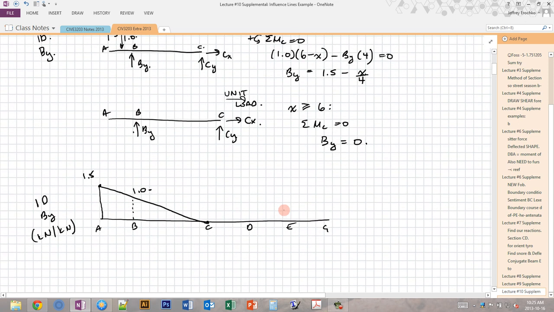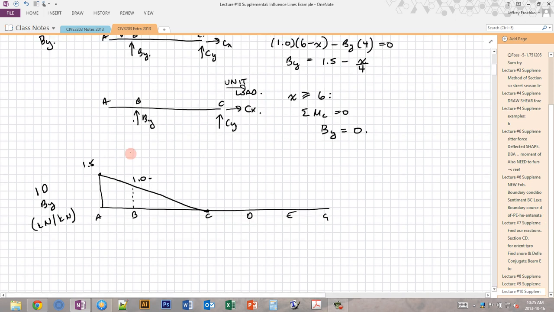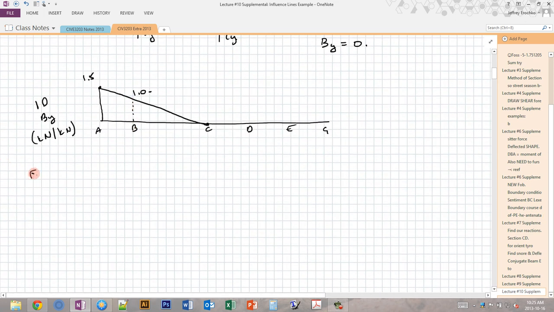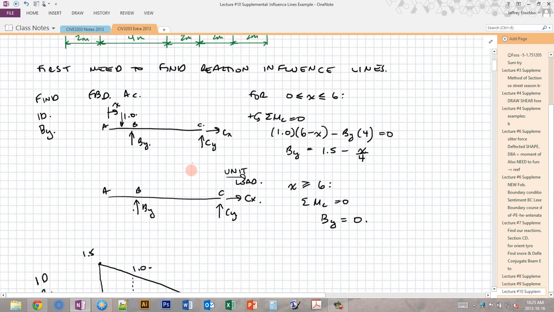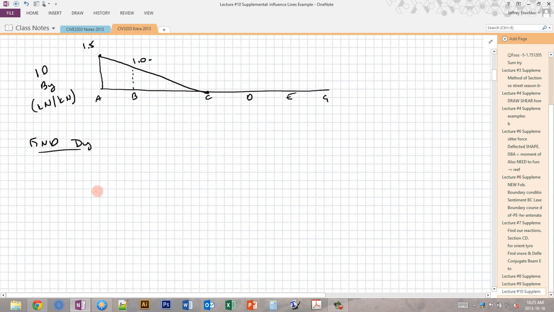Okay, so let's move on to the next reaction, which is finding DY. So DY is the vertical reaction at D. So I'm going to draw a new free body diagram, and I'll draw it for the whole system this time, since now we have one known. So we have A, here's BY, and C is a hinge. Then we have DY here. Then we have E at some location, and we have GY and GX.